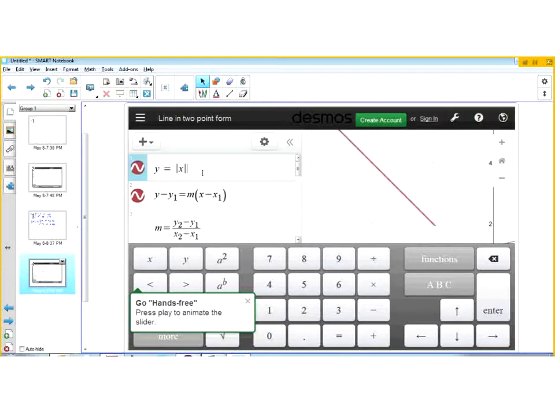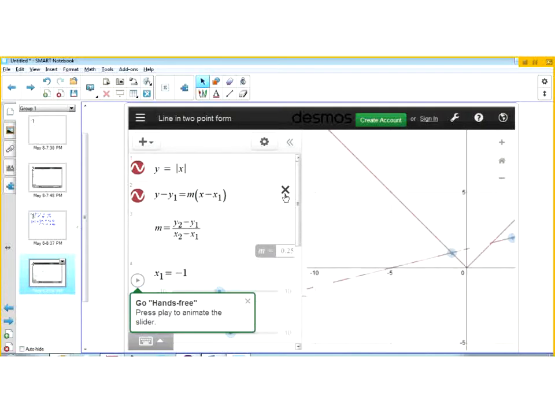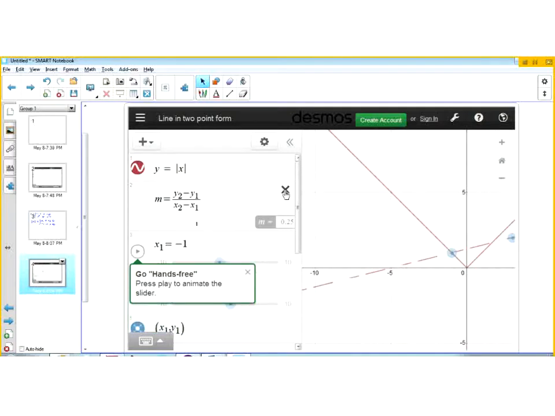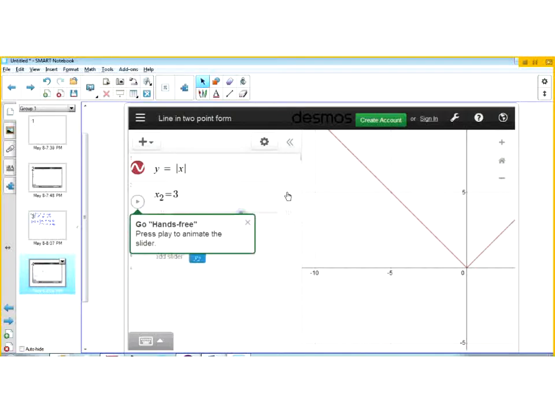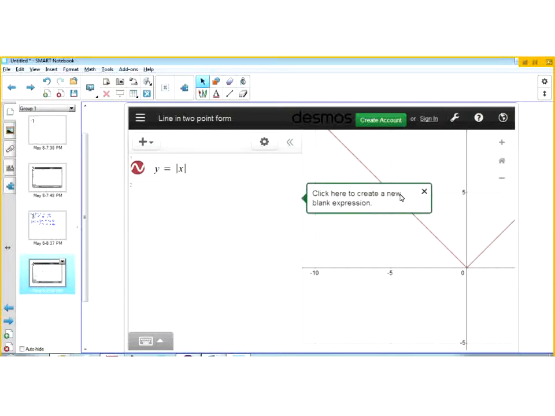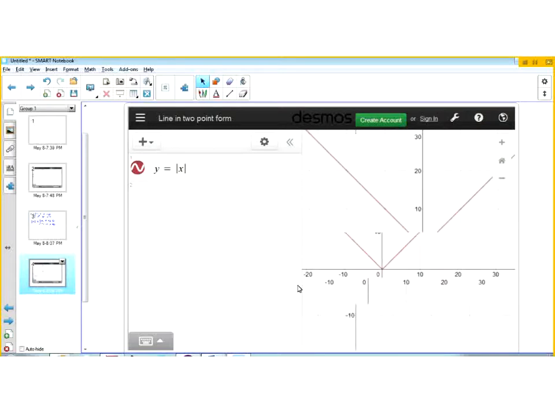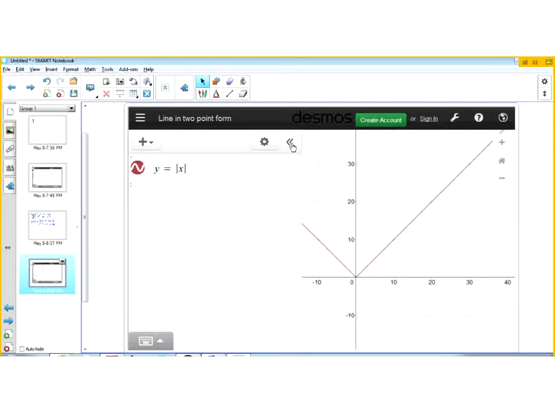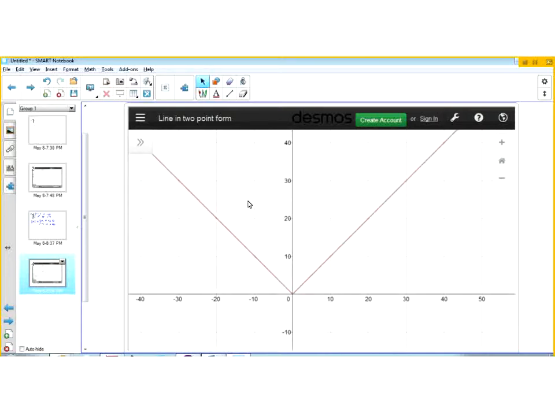So, for instance, y is equal to absolute value of x. Okay, so what would that look like? See if we can get the graph to show up. Let me dismiss that graph. So here would be your example of absolute value, shown in red for this. Right, so there's the absolute value.